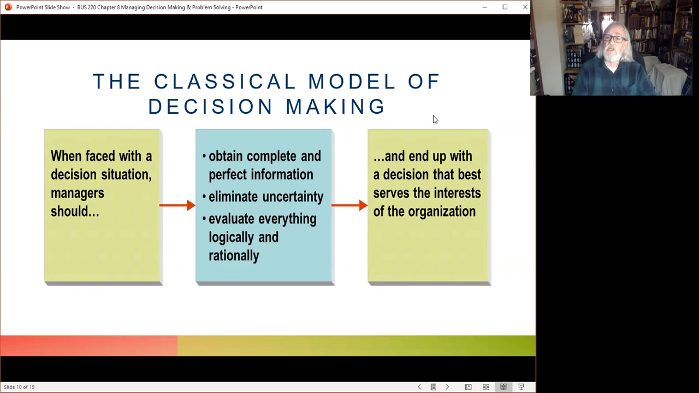And so that's why I say generally it's very rare we're going to find perfect certainty in the business world. Therefore, this classical model of decision making, which really is talking about perfect certainty, eliminating all uncertainty, obtaining complete and perfect information, the ability to evaluate everything logically and rationally, is simply not reality.